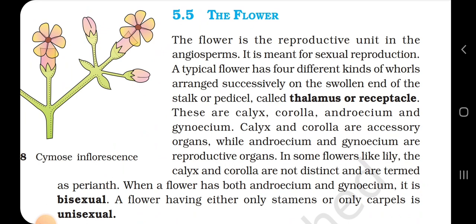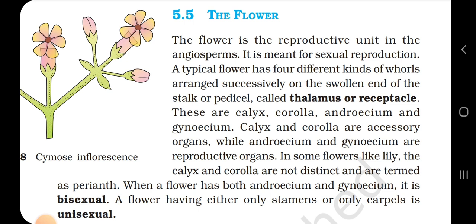5.5 The flower. The flower is the reproductive unit in the angiosperms. It is meant for sexual reproduction. A typical flower has four different kinds of whorls arranged successively on a swollen end of the stalk or pedicel, called thalamus or receptacle. These are calyx, corolla, androecium and gynoecium. Calyx and corolla are accessory organs, while the androecium and gynoecium are the reproductive organs. In some flowers like lily, the calyx and corolla are not distinct and are termed as perianth.